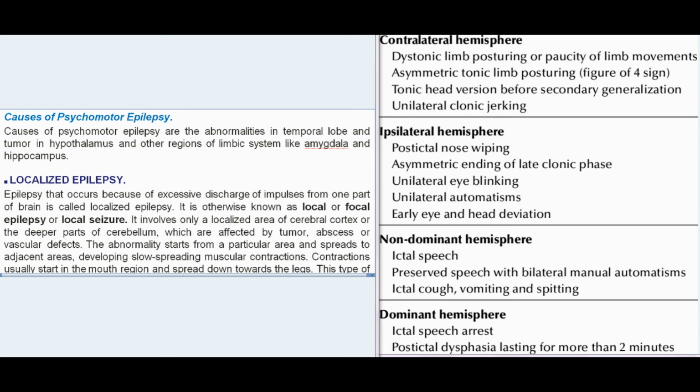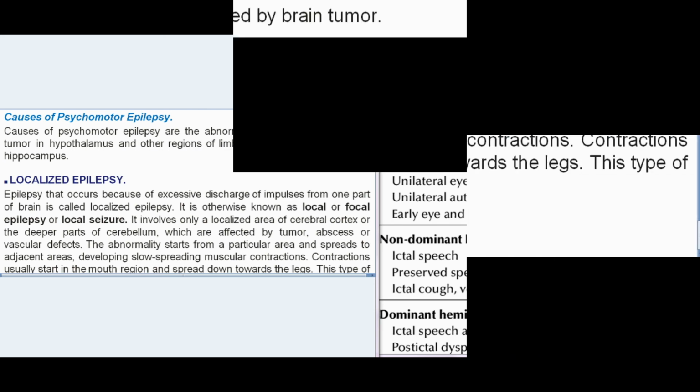Localized epilepsy. Epilepsy that occurs because of excessive discharge of impulses from one part of brain is called localized epilepsy. It is otherwise known as local or focal epilepsy or local seizure. It involves only a localized area of cerebral cortex or the deeper parts of cerebellum, which are affected by tumor, abscess or vascular defects. The abnormality starts from a particular area and spreads to adjacent areas, developing slow-spreading muscular contractions.